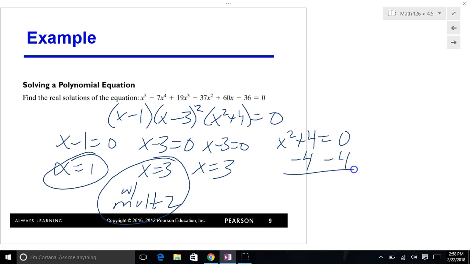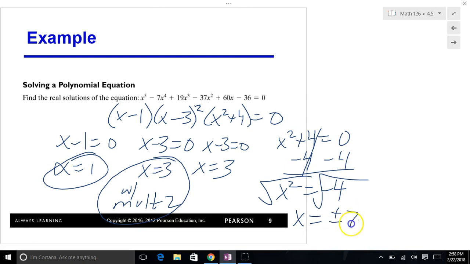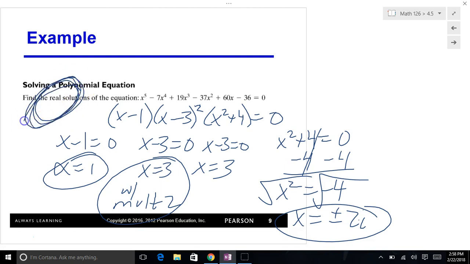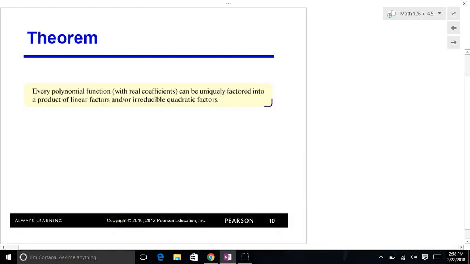So if you were to solve this, look at that, you've got a plus minus. This is your 2i, your imaginaries. We're not working in the imaginaries right now. We're just looking for the real solutions, so we can't write that one in yet in this section. If you hold on a little bit, we'll work with some imaginaries later on in the course, okay?